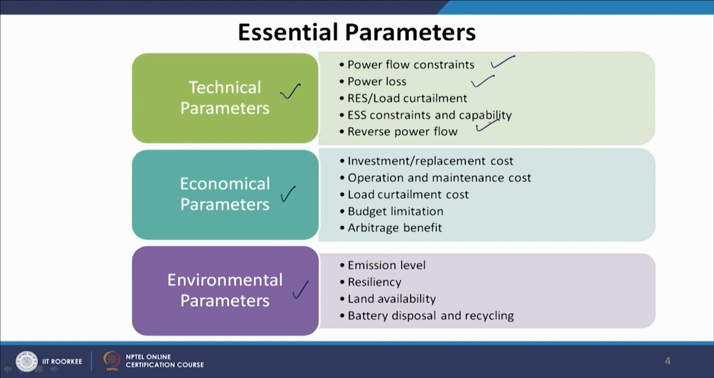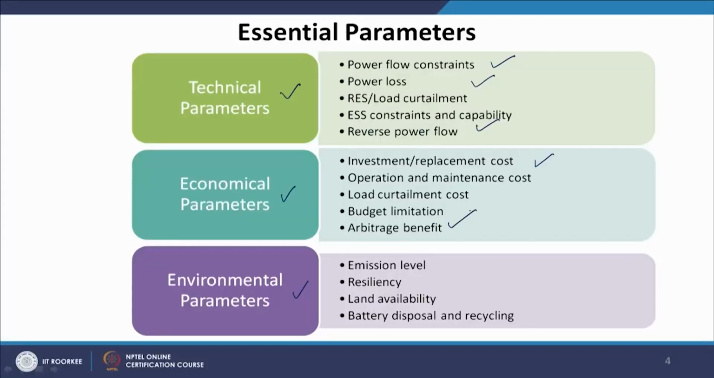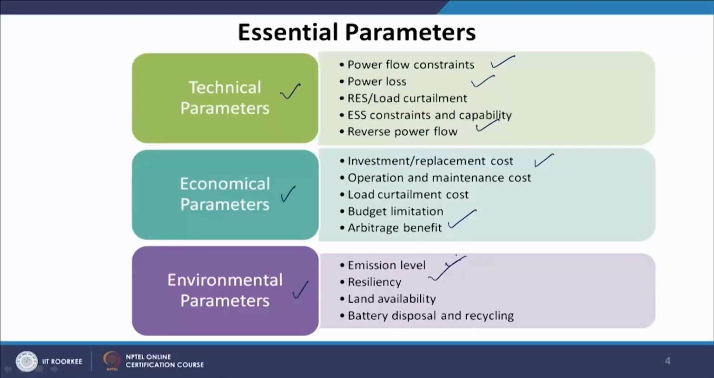Now, in the case of economic parameters, you need to know the investment or replacement cost of a battery, the cost of operation and maintenance, the cost of load curtailment, how much money you can invest, that is the budget limitation, and finally arbitrage benefits. Looking at the environmental challenges, you can also see how your emission can be limited to a particular level. You can talk about resiliency and the amount of land available to you, and battery disposal and recycling is also one of the important parameters.